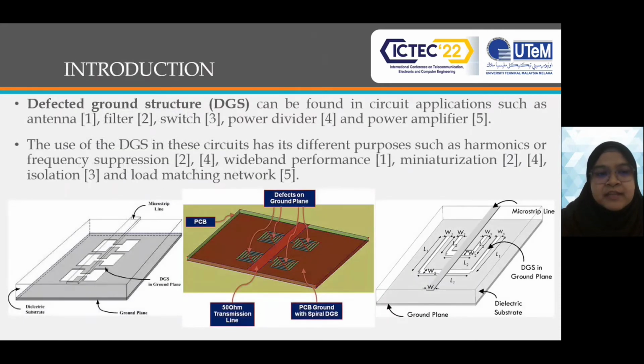Introduction. Defected ground structure (DGS) can be found in circuit applications such as antenna, filter, switch, power divider, and power amplifier. The use of DGS in this circuit has its different purposes such as harmonics or frequency suppression, wideband performance, miniaturization, isolation, and load matching network.